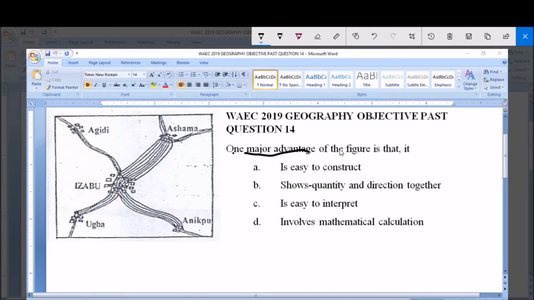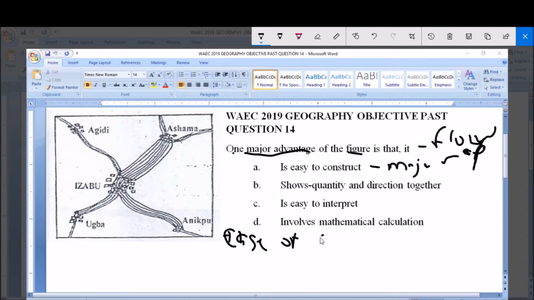Now, option A says it's easy to construct. Note that this is an advantage, but we cannot consider this a major advantage because its ease of construction cannot be considered major in terms of it being an advantage. So it being easy to construct doesn't really help our data analysis in any particular way.